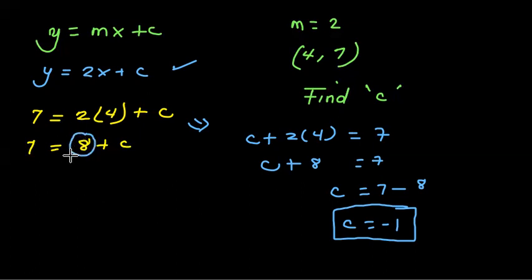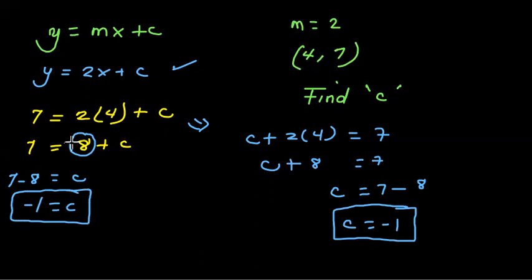But this is positive, right? This is positive because it has nothing in front of it, which means it's positive. If it was negative, it would have a negative there. So when I transpose it, it becomes negative. So this now becomes 7 minus 8 is equal to C, hence minus 1 is equal to C. Same answer, right? That's the same answer I got.